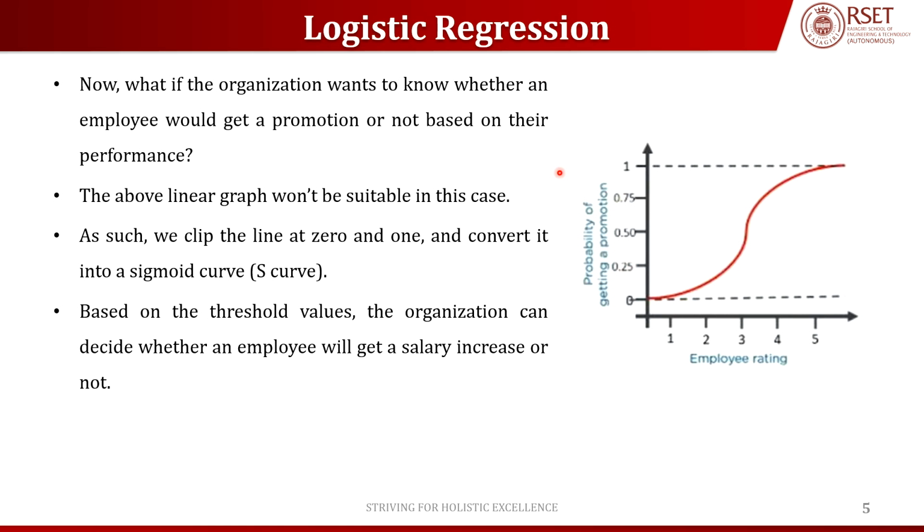So whatever value we are going to generate over here, that will be a probability value, always lying between 0 and 1. If it is 0, in this case, the employee is not going to get promoted. But if it is 1, he will be getting promoted.